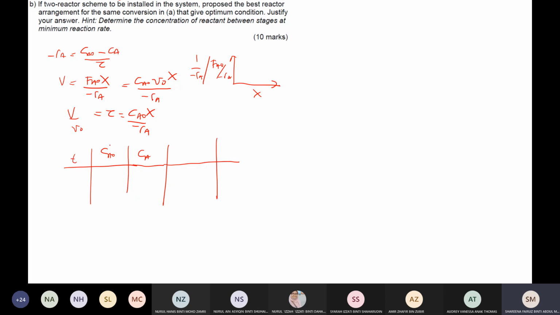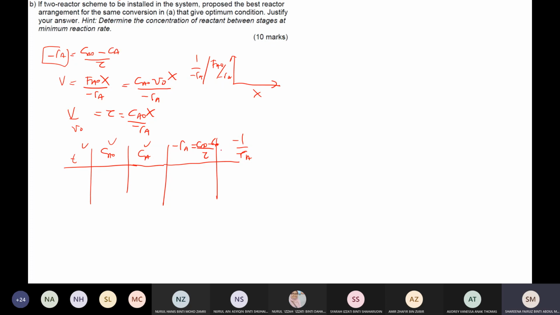Kenapa saya relatekan first ni dulu? Sebab dalam information ada CA0, CA dengan tau. So apa yang relate adalah daripada equation asal ni. Just manipulate in order for you to dapat benda ni. So automatically sebenarnya you boleh dapat what is RA. Negative RA is equal to CA0 minus CA over tau. So automatically kita boleh kira what is 1 over negative RA. Daripada sini kita boleh tahulah what is CA.